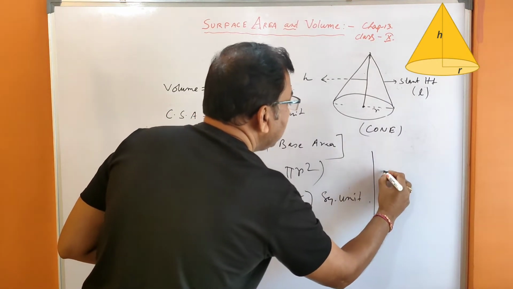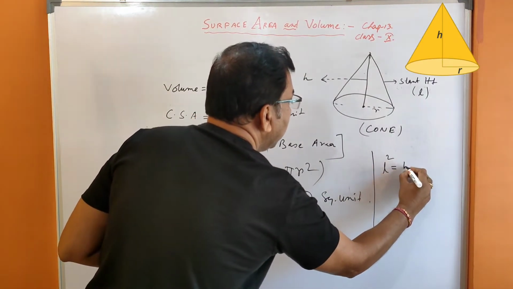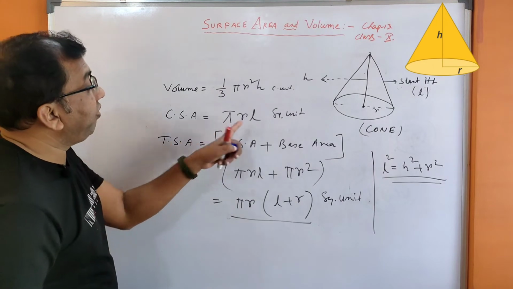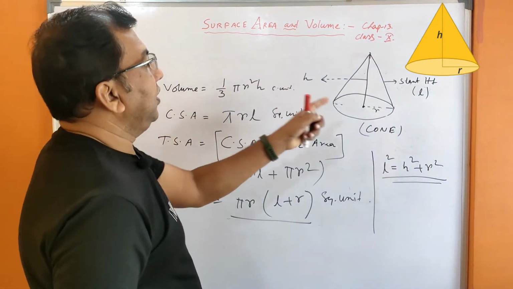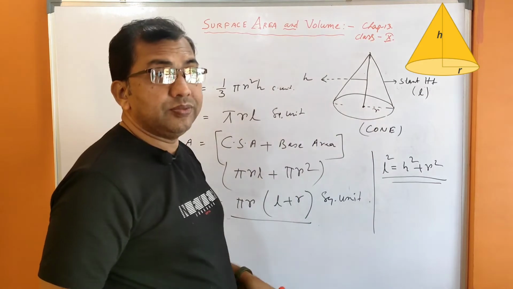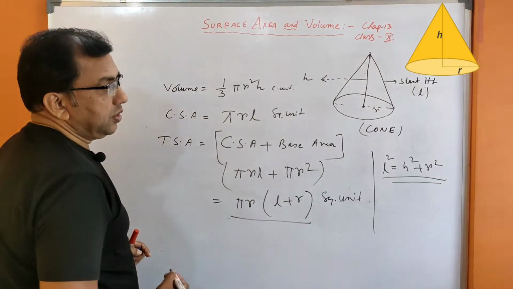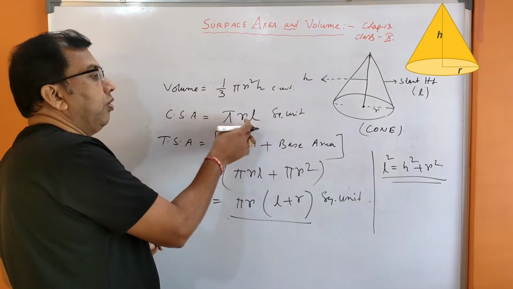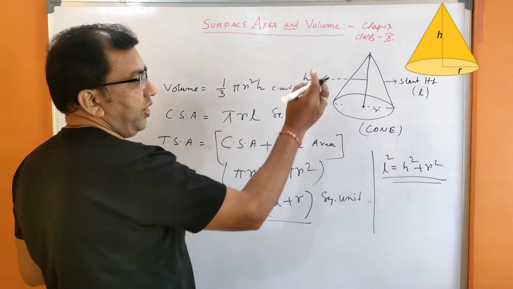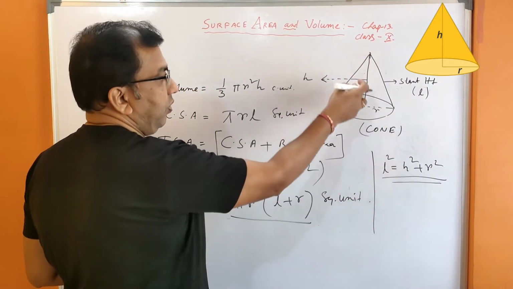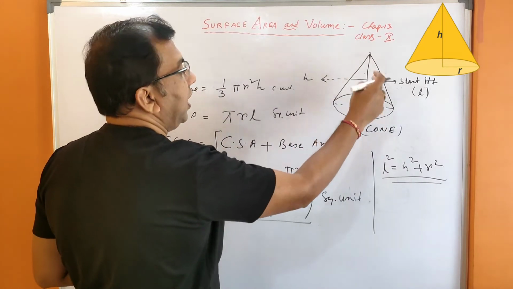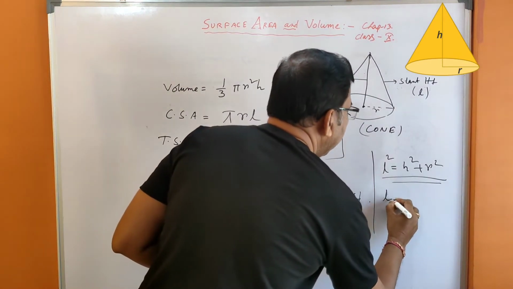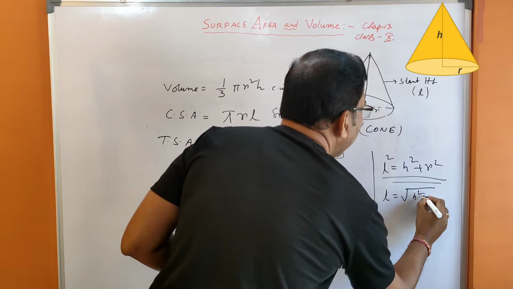Very important: L square equals H square plus R square. This is the formula. Clear? So in this way, you have to find out the value of L. If L is not there, you find it using H or R. Or if H is not given, but R and the slant height are given, you have to find out H. And in that case, L equals root over H square plus R square.